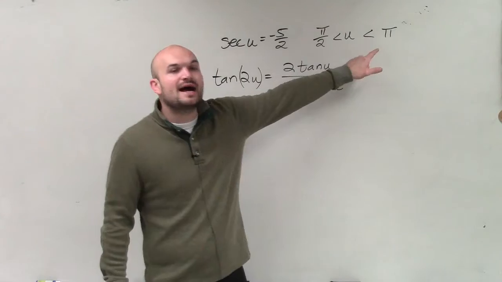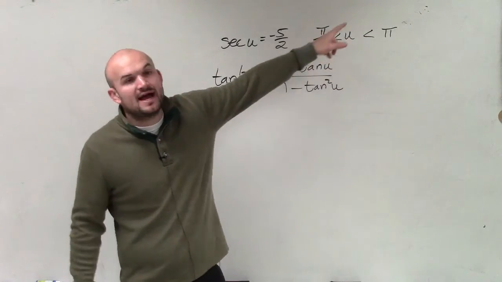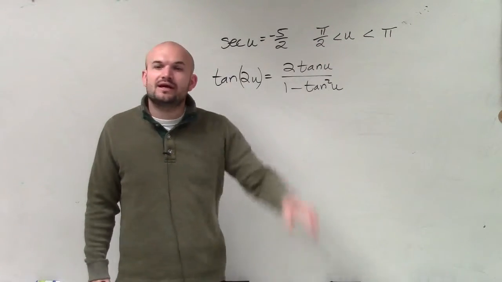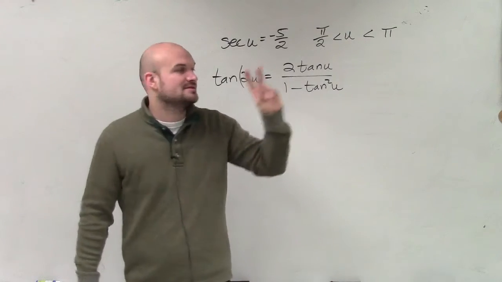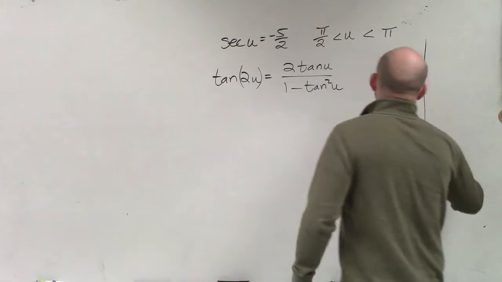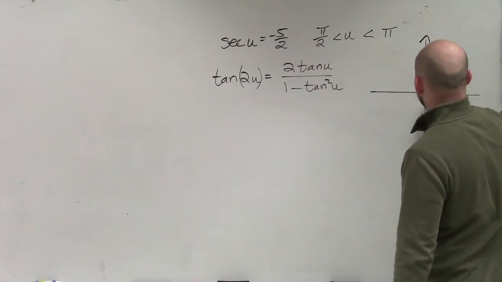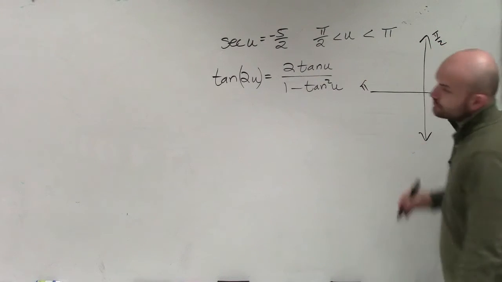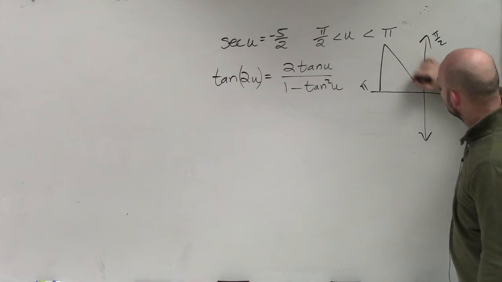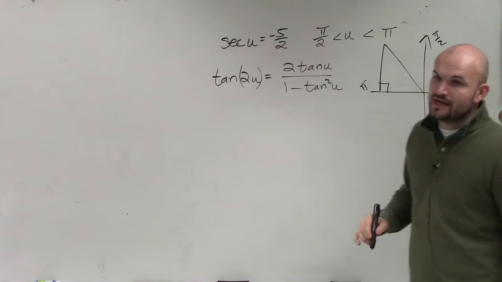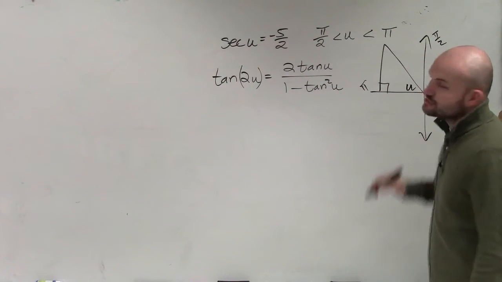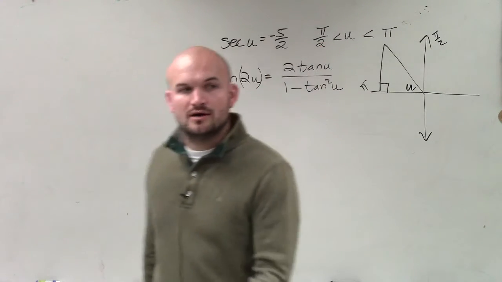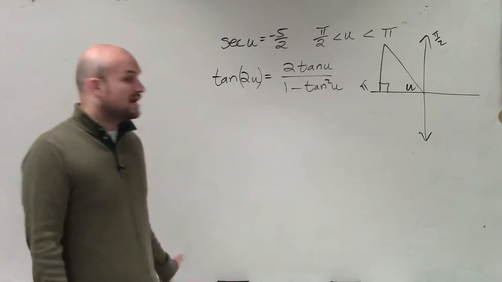And we know our triangle has to be within our constraint, which is pi halves and pi, which is going to be in the second quadrant. So to create my triangle, because this is pi halves and that's pi, remember, I have to make sure I create a 90-degree angle. And I always use my central angle as my angle of value that I'm using. So now I just need to label it.